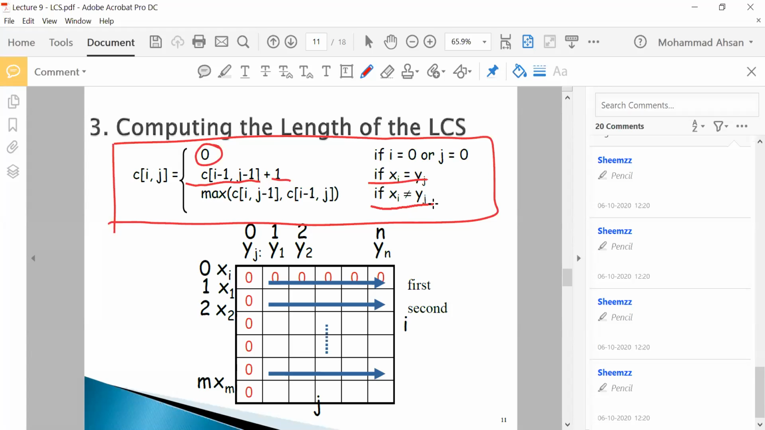In case they do not match, then we drop one element of y, the one that did not match, and in the other case we drop one element of x that did not match. By dropping in these two ways, one from x and one from y, we generate two subproblems, and then we find which subproblem gives us the maximum of the two.